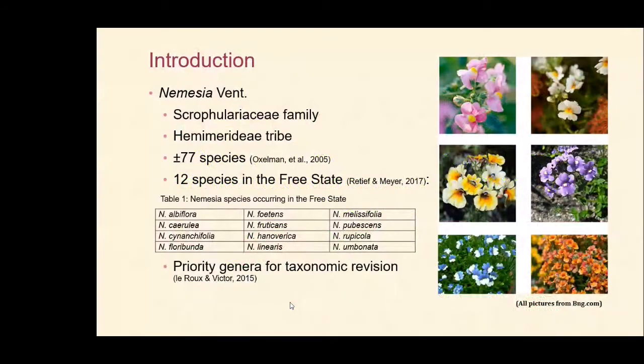Part of the Scrophulariaceae tribe, which is the earliest branch ranking. 12 Nemesia species occur in the Free State province, and those are the species that are listed on the table attached. Next slide, please.